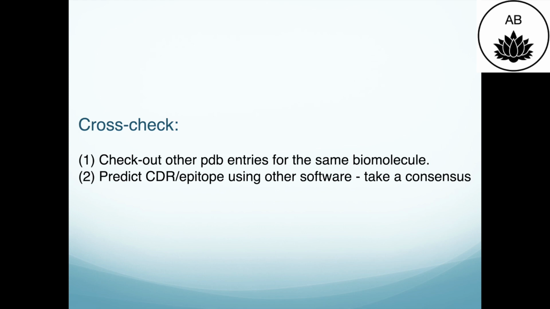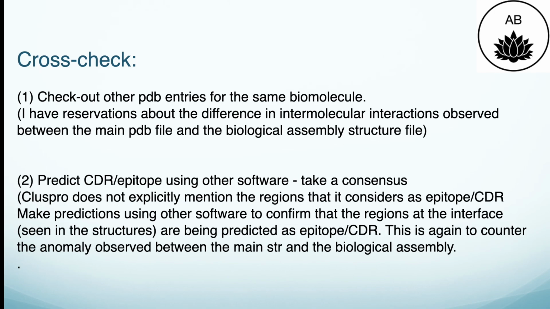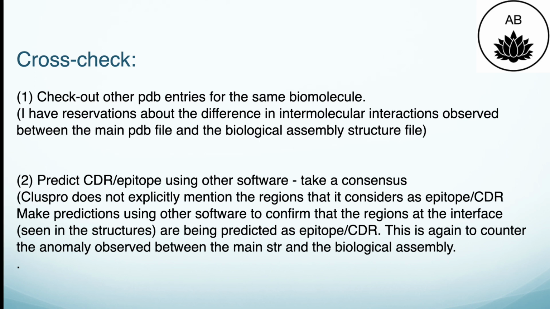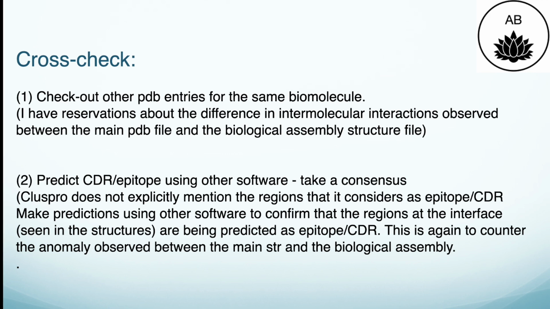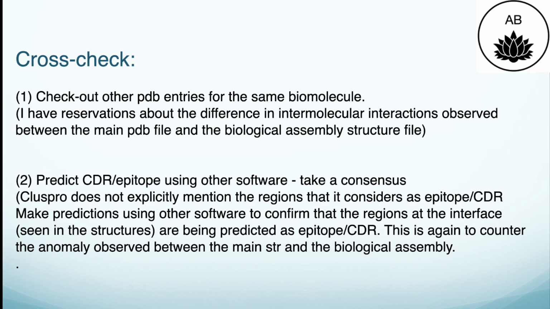This is to zoom in onto the exact CDR and the epitope region. The reasons for my mentioned suggestions are as follows. I have reservations about the difference in intermolecular interactions that is being observed between the main PDB file and the biological assembly structure files. So that is why I'm asking you to check other PDB structures. And number 2, ClusPro does not explicitly mention the regions that it considers as epitope and CDR.